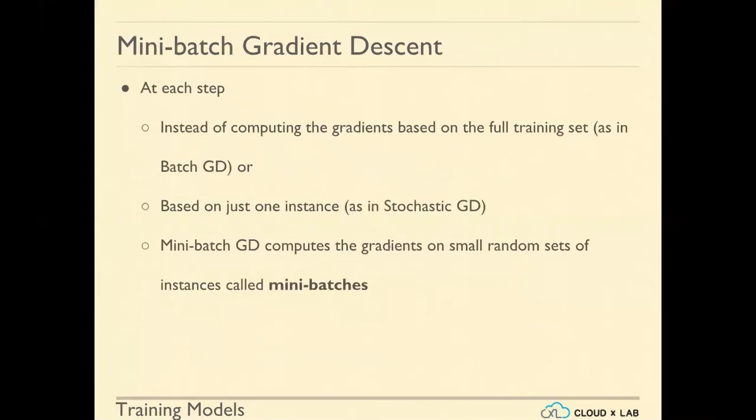At each step, instead of computing gradients based on the full training set, the way we did in batch gradient descent, or using only one instance, the way we did in stochastic gradient descent, we basically use a mini batch to compute the gradients on a small random set. These are called mini batches. All we do is, instead of computing the mean square error and the gradients on the whole data set, we pick the mini batch instead of the entire batch or a single record.